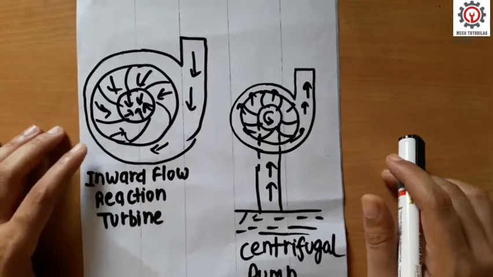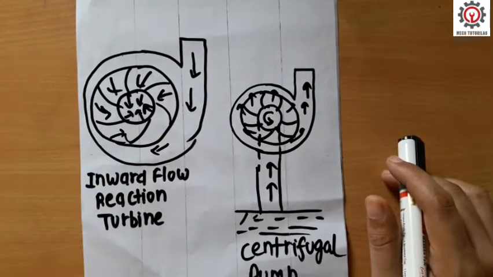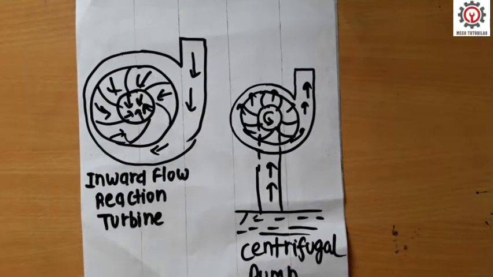Why is it essential for deriving this expression of work done by centrifugal pump on water to know the flow mechanism of the inward flow reaction turbine? It is essential because we have an expression for work done for the inward flow reaction turbine.